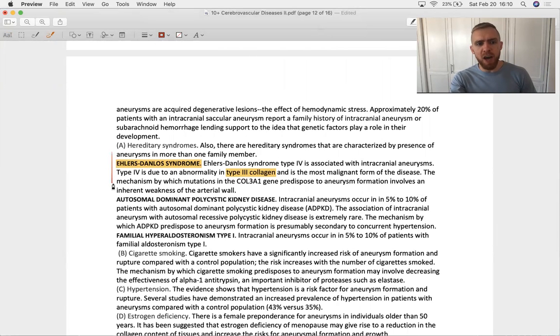Here's something about Ehlers-Danlos syndrome. Recall that you've got hyperelasticity of the skin and joint hypermobility in Ehlers-Danlos, and the type that gives you the berry aneurysms and the subarachnoid hemorrhages is going to be the type with the collagen 3A1 mutation. That's going to be type 4 Ehlers-Danlos.